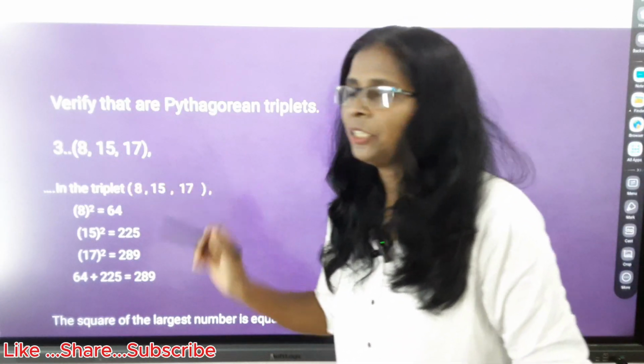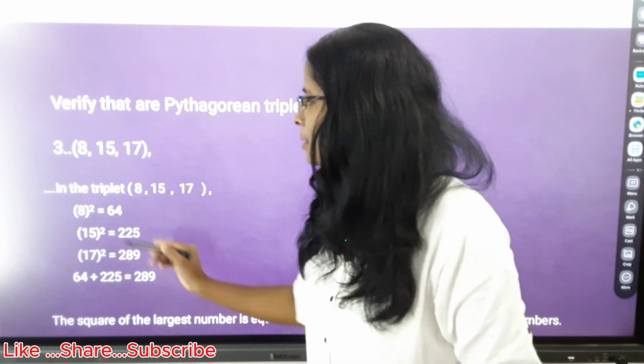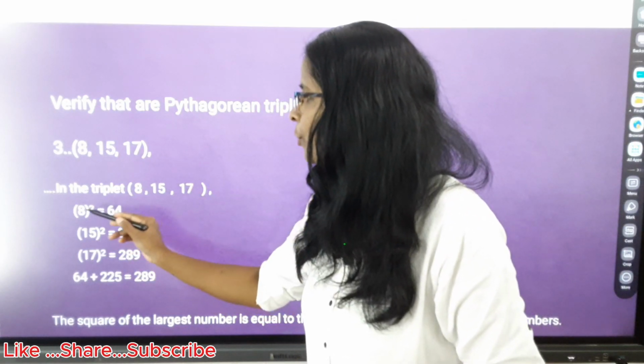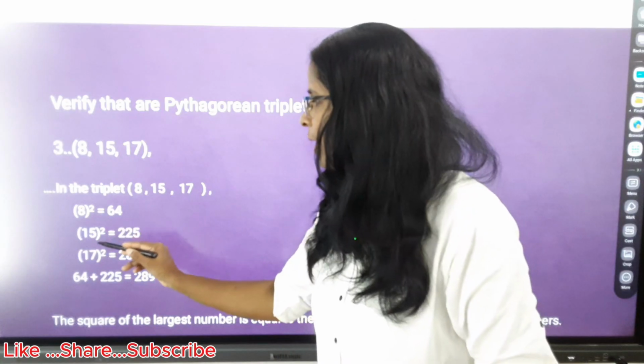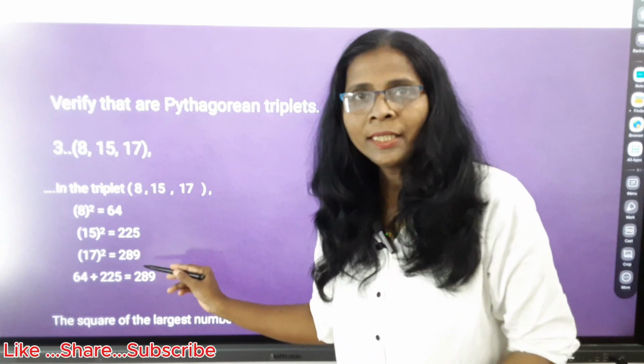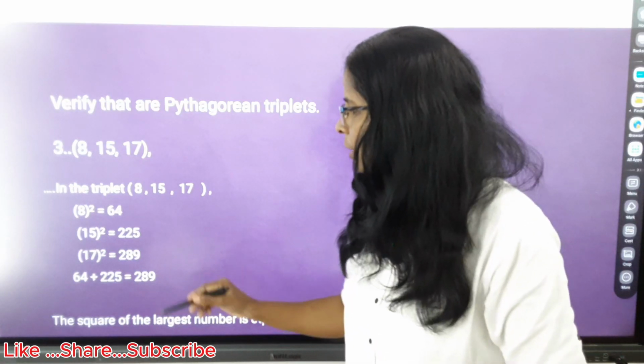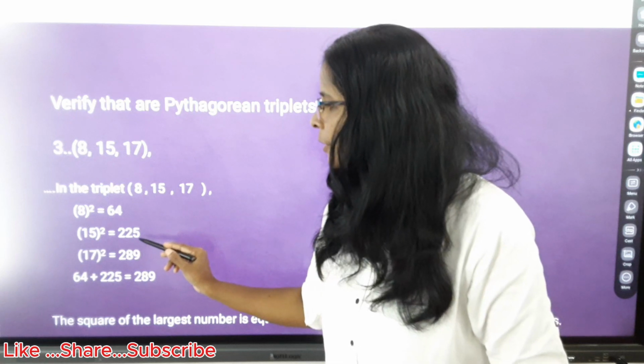8, 15, 17. Okay, this is the given triplet. So let us square each number. Square of 8 is 64. Square of 15 is 225. Square of 17 is 289. So identify the smaller numbers, 64 and 225.